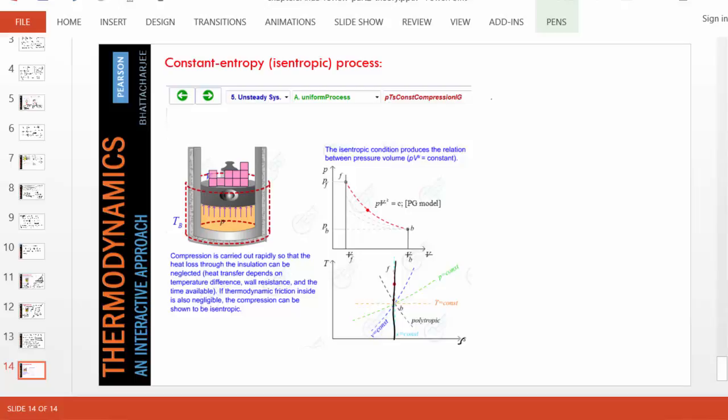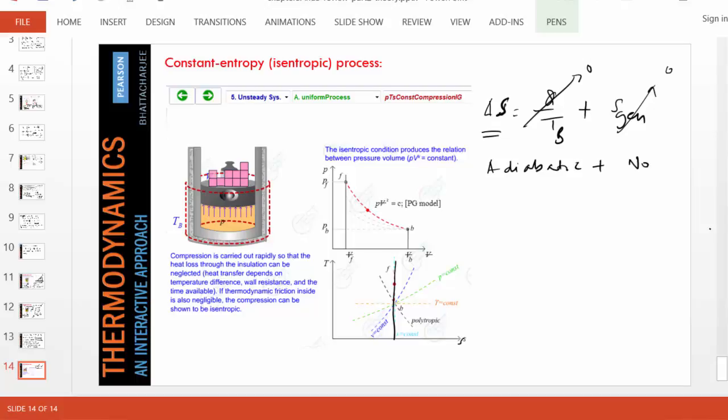So if we write the equation for that, delta S equals Q over T_B plus S_gen, we know the change in entropy depends on how much entropy is transferred due to heat and how much entropy is generated because of friction. If there is no heat transferred, like the system is very well insulated, this goes to 0. And if there is no friction, this goes to 0. So adiabatic plus no friction. Another word for no friction is reversible, right? Makes the process isentropic.